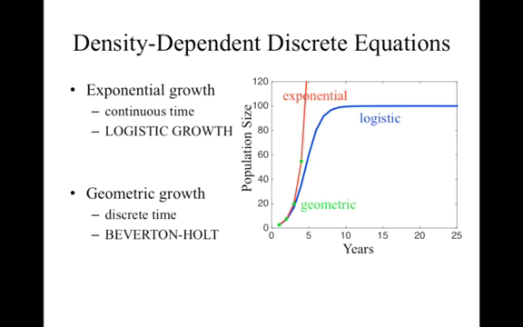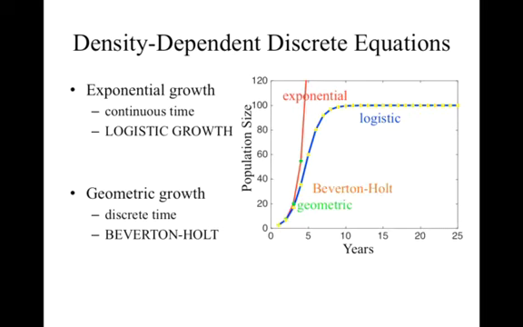All right, so going back to this figure, in the red curve, we had the exponential growth. The green dots were the discrete equivalent, and so that was our geometric growth. And then we said, well, look, exponential growth kind of matches logistic growth when the population is really small, but then logistic growth deviates. Not surprisingly, Beverton-Holt is then the discrete points along the logistic growth curve. So again, geometric growth is to exponential growth what Beverton-Holt is to logistic growth.